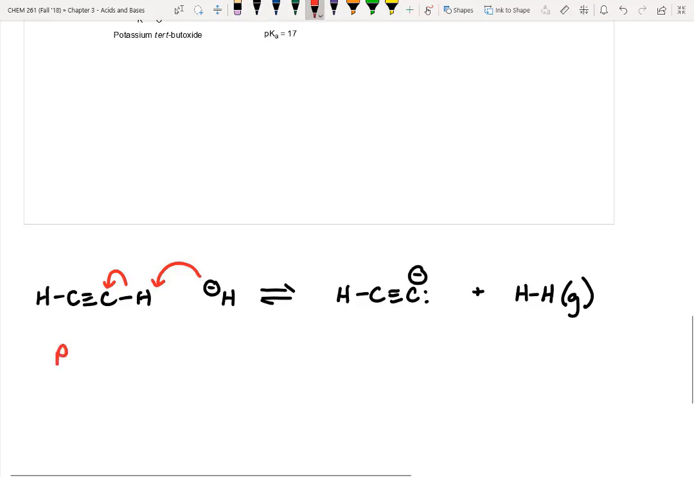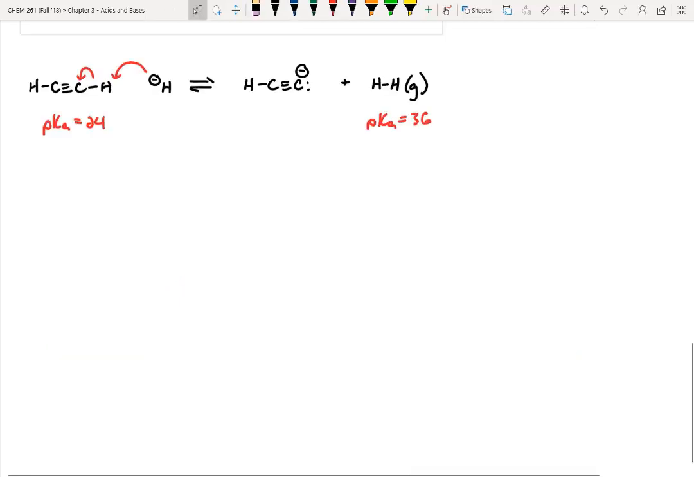We said the pKa is going to be 24 here. pKa of hydrogen gas is what? 36. So this would be a much more appropriate base. It's got a significantly higher pKa for the conjugate acid than of the original acid. So that's the second half of the pod that I want you to work on.